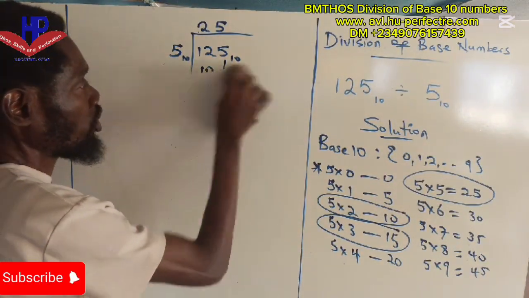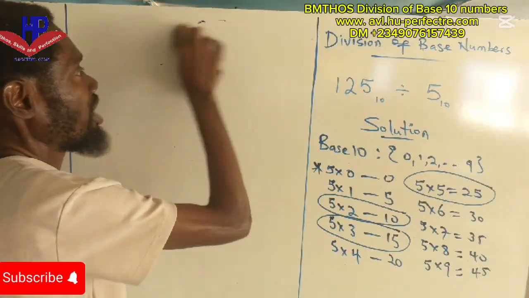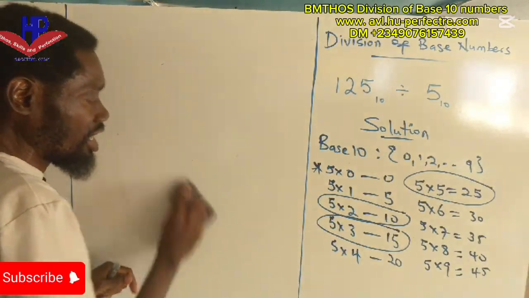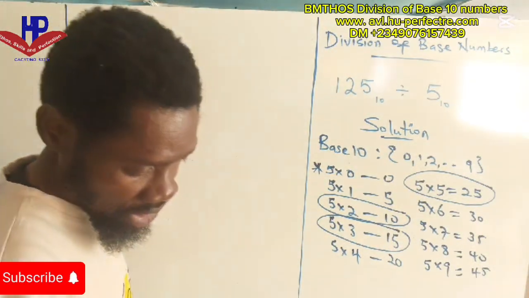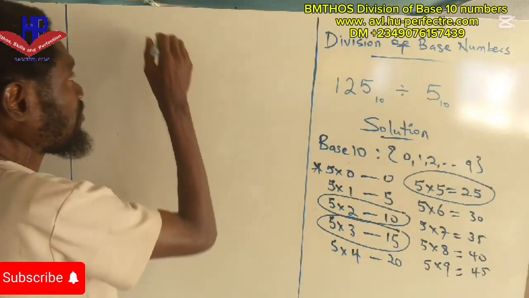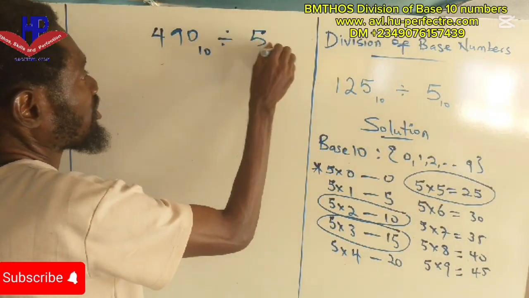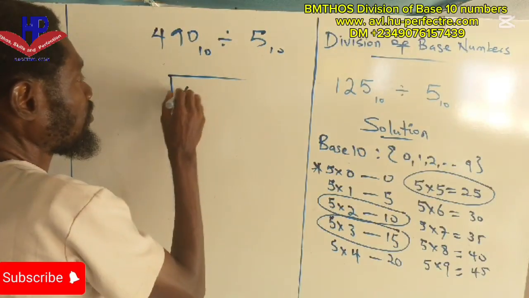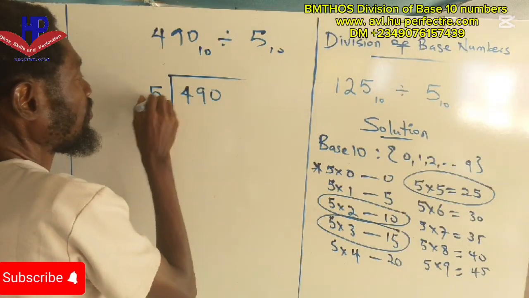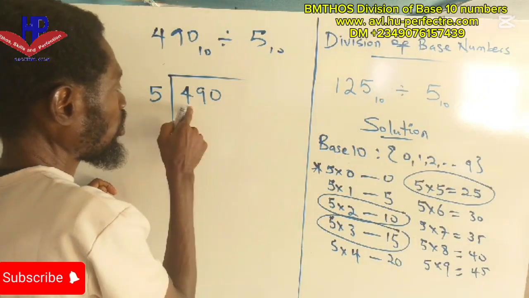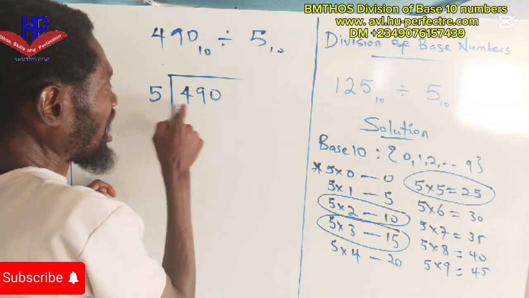I said the first thing you must do, multiply the divisor by the limit of the base you are dealing with. And we are dealing with base 10 right away. Let's try 490 divided by 5. 490 base 10 divided by 5 base 10. So let's do that. 490, 5 outside. 5 cannot go into 4. So we're going to look at 49.